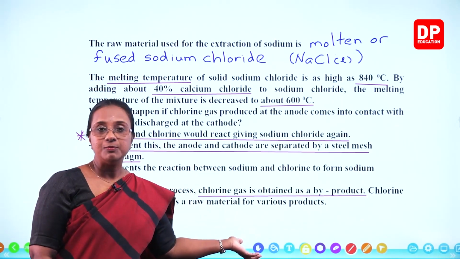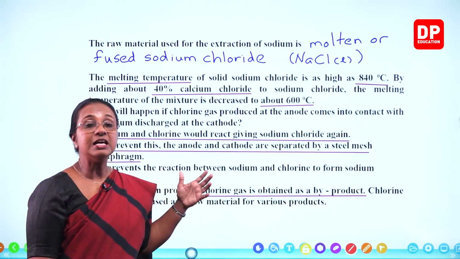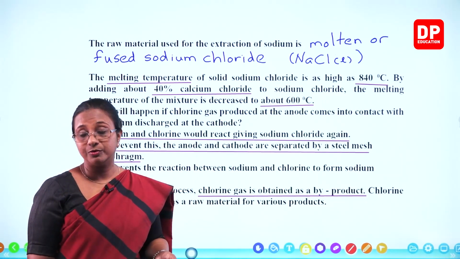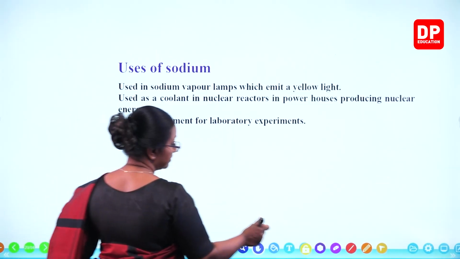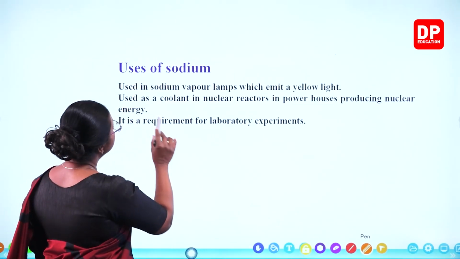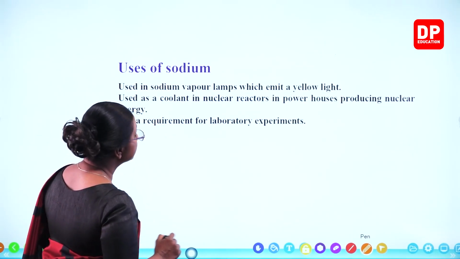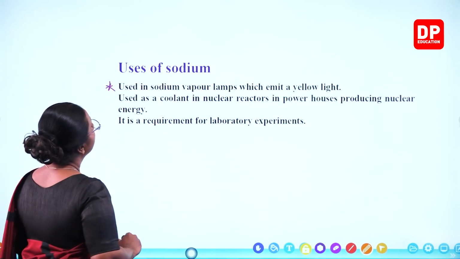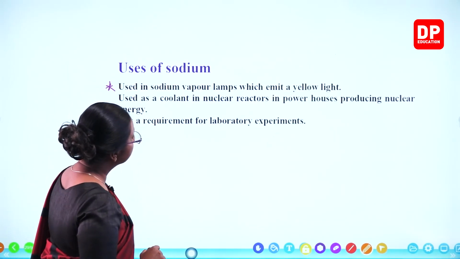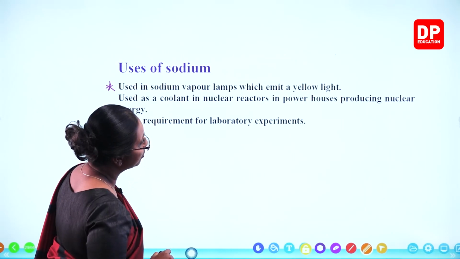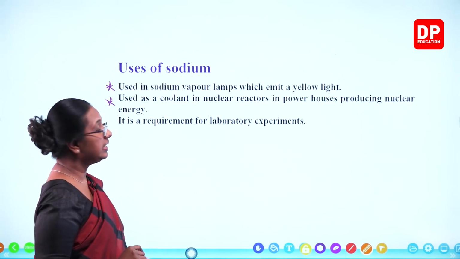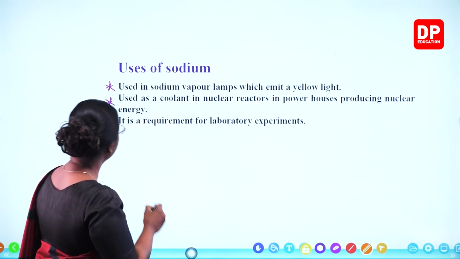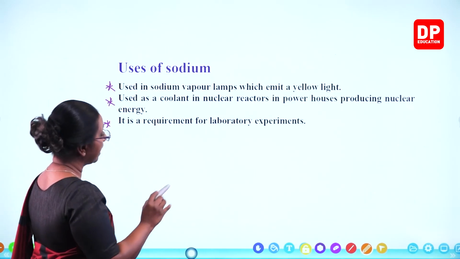So now we will move on to the next slide, where we will discuss the uses of both sodium and chlorine gas. So here we have uses of sodium first. There you can see. Used in sodium vapor lamps which emit a yellow light. That is one use. Then used as a coolant in nuclear reactors in powerhouses producing nuclear energy. And also it is a requirement for laboratory experiments. So these are the applications.